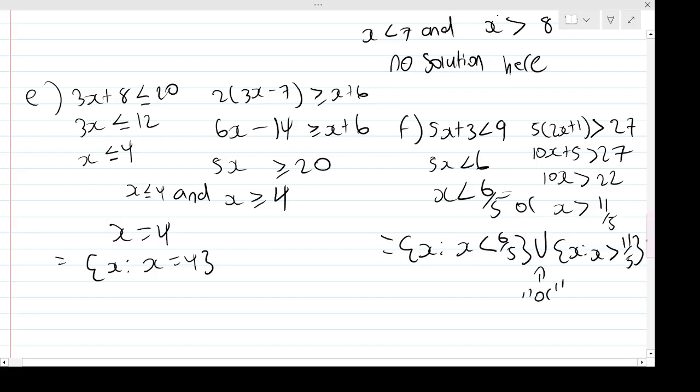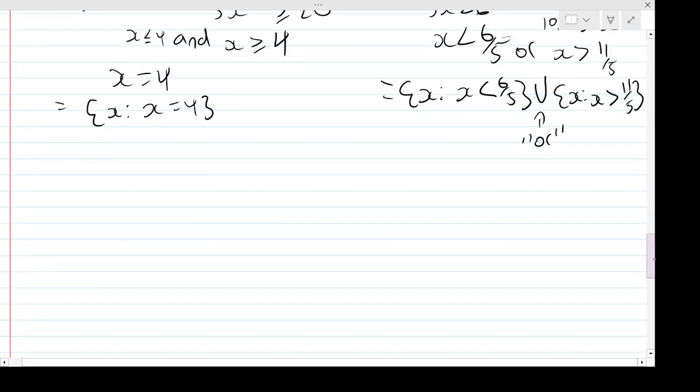So this is saying the set of values of x such that x is less than 6 over 5, or the set of values of x such that x is greater than 11 over 5. That's saying the same thing pretty much as before, but in a more mathematically precise way. Okay, part F done.